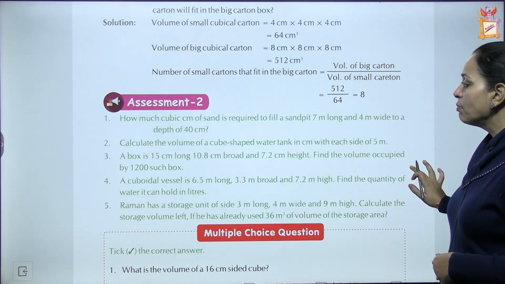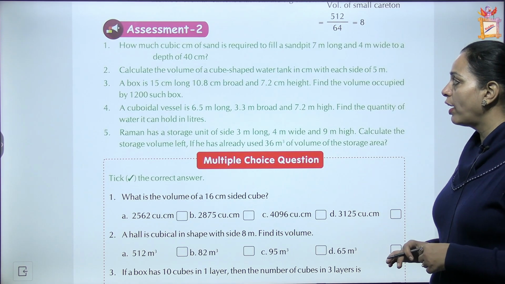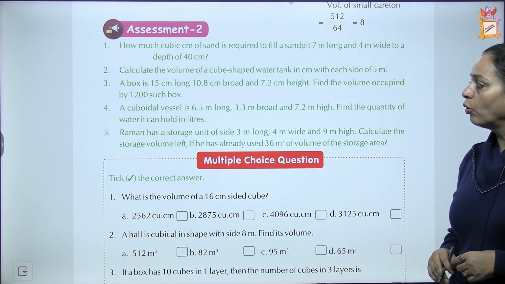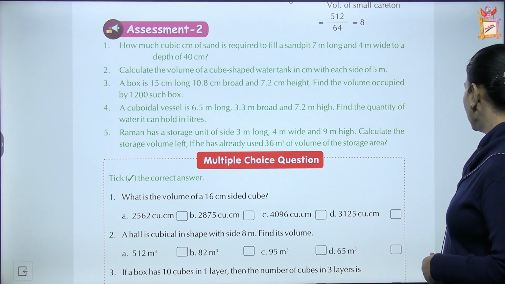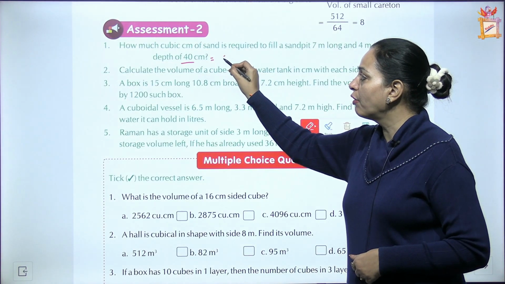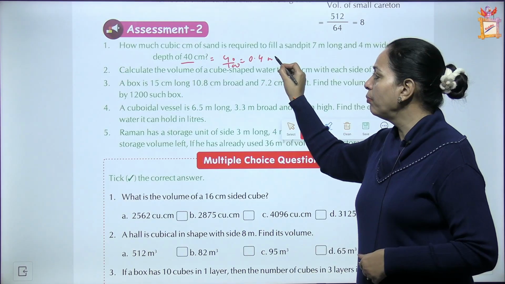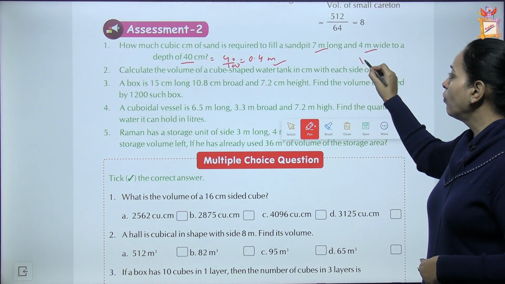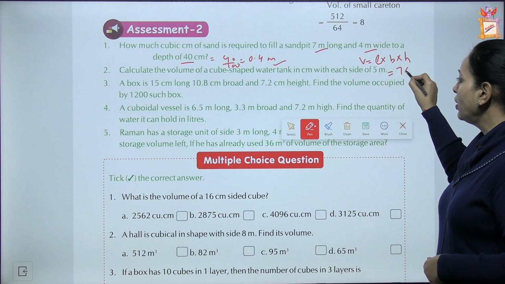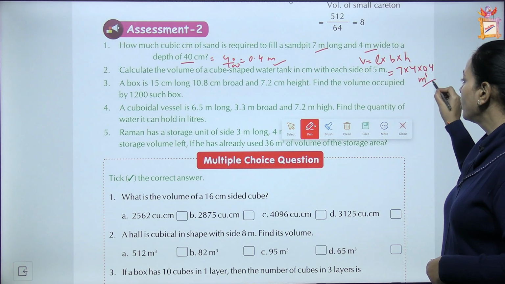Okay. Now assessment 2. First question, how much cubic centimeter of sand is required to fill a sand pit 7 meter long and 4 meter wide to a depth of 40 centimeter? It means we have to find the volume, but here height is 40 centimeter, convert into meter. So this is 0.4 meter. Now find the volume. L into B into H. So 7 into 4 into 0.4 meter cube.